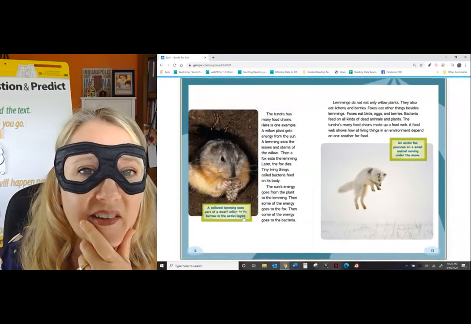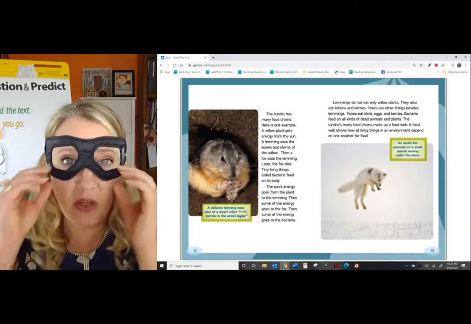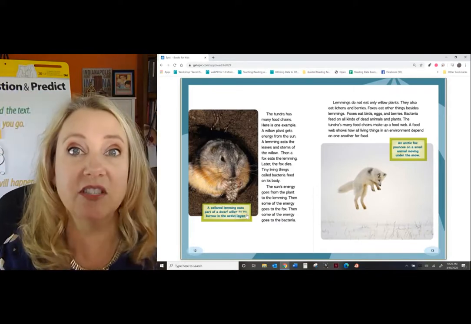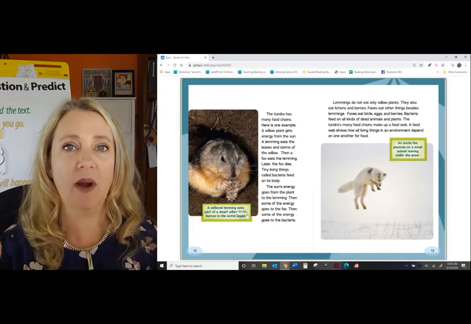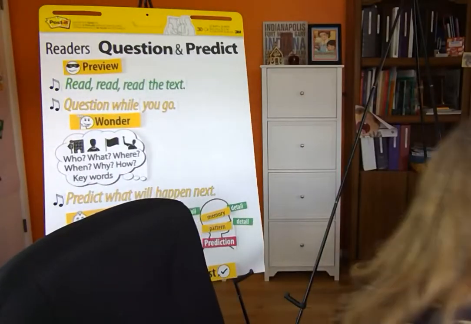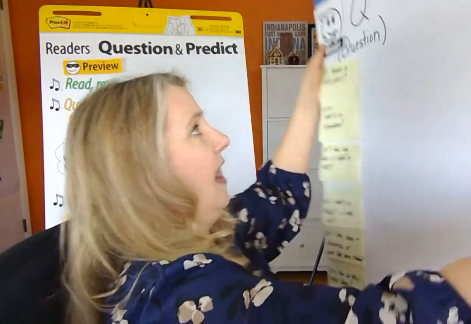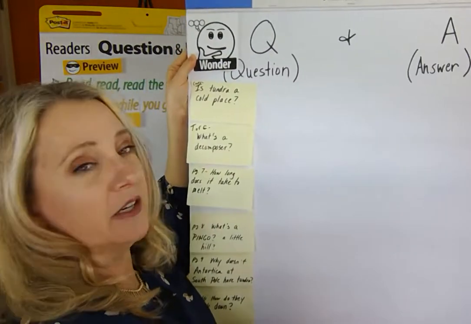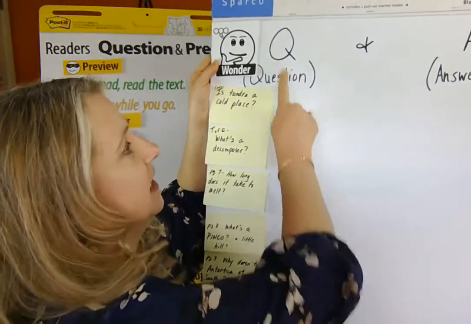I wonder what an active layer is. Remember all those questions? Yeah, that was just in the preview. We were already wondering. Well, I wrote those questions down and I put them on my chart. My chart just says Q&A.